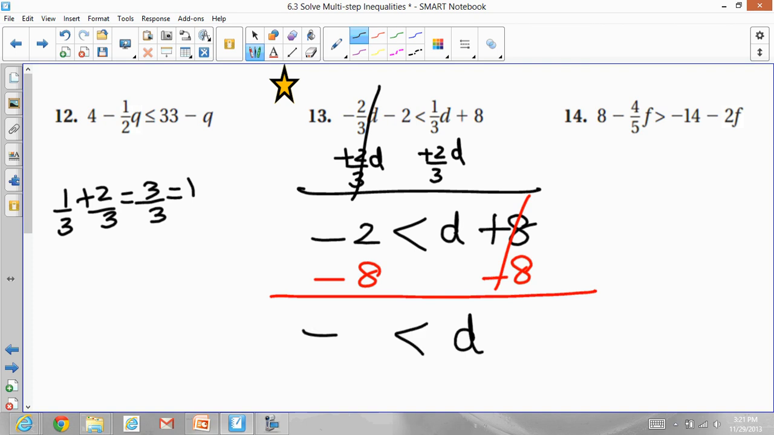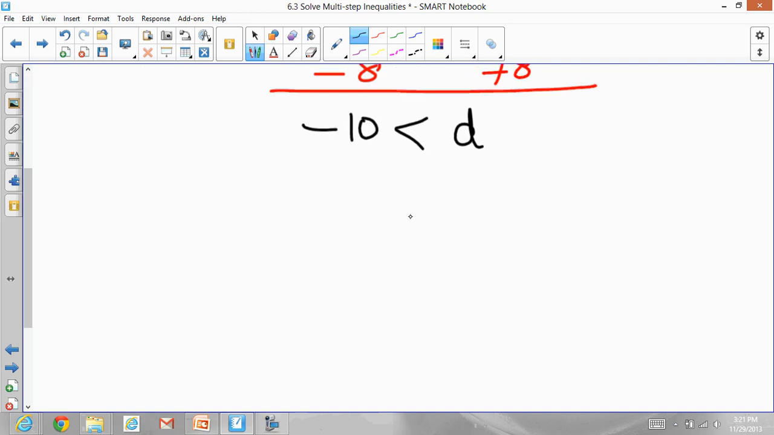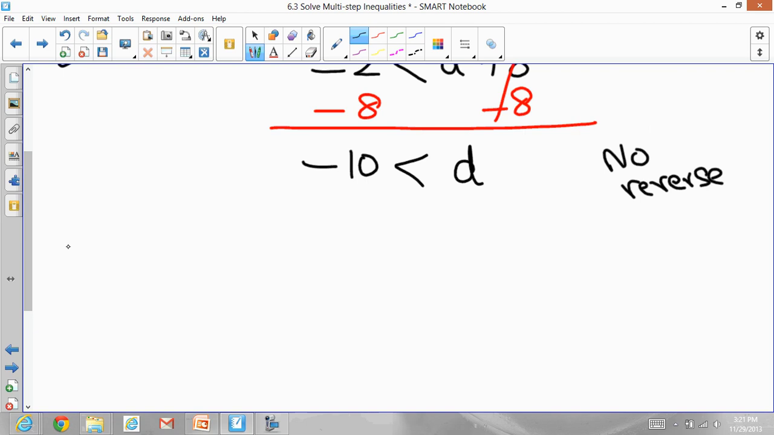My d is less than negative 10. Once again, in this case, I will not switch the inequality symbol. So no reverse. You will not reverse the inequality because you did not multiply by a negative or divide by a negative number. You can only change the symbol direction only if you multiply or divide by a negative number.